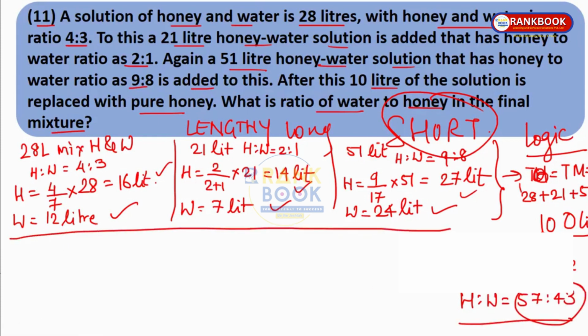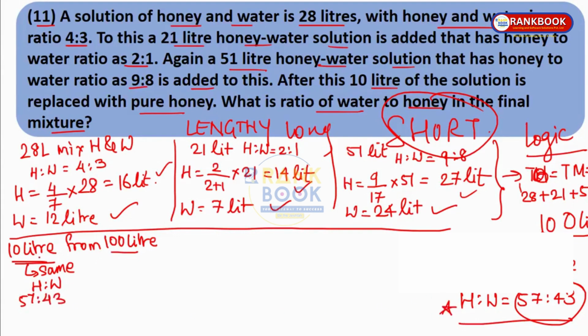Now what they do? They remove 10 liters of this mixture. So they remove 10 liters from this 100 liters. Okay. We have learned that whenever we remove some amount from a mixture, the amount which is removed will have the same ratio of the content. So the honey to water ratio will be the same in this 10 liters as in the 100 liters. So what is the honey to water ratio in this 10 liters? 57:43. We have found out over here, right?